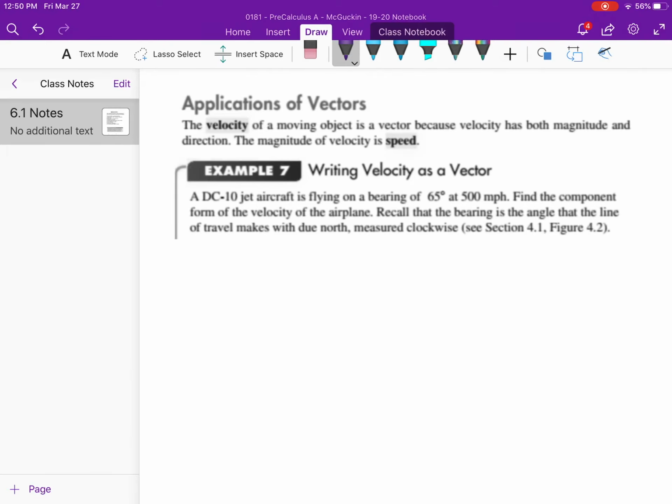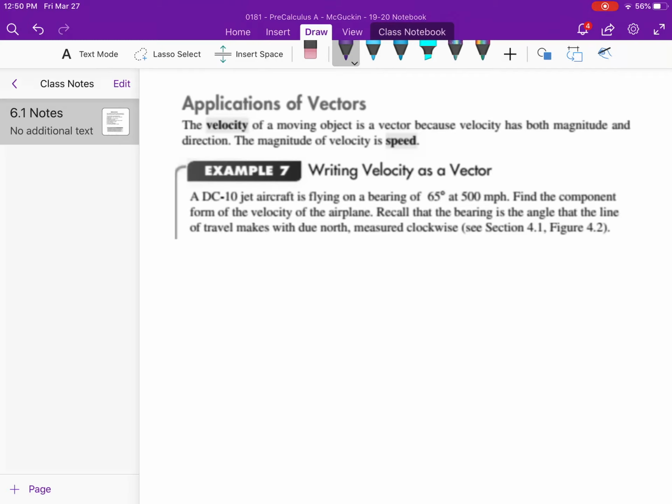Velocity is a vector because it shows us the direction, whether it's going up or down, and then we have the component of how fast an object is moving up or down or left or right, in the positive or negative direction, and that is going to be its speed, how fast it is moving. So let's take a look at how we can write velocity as a vector.